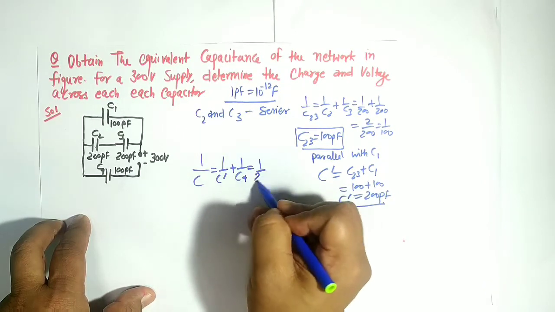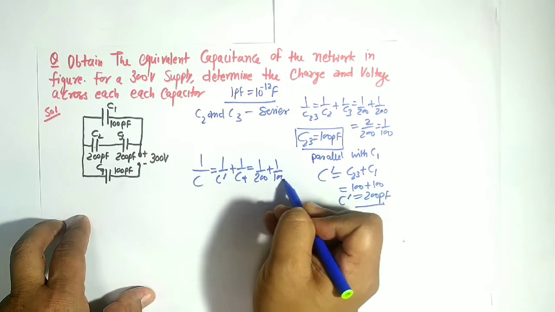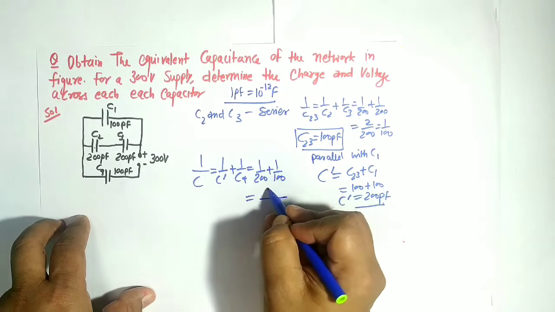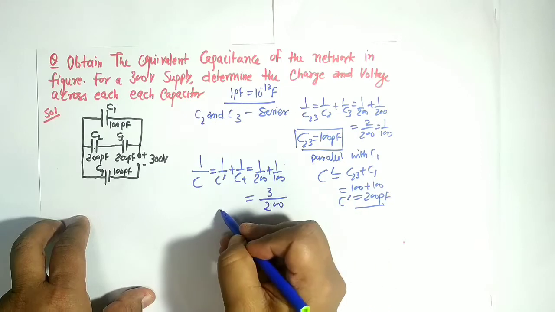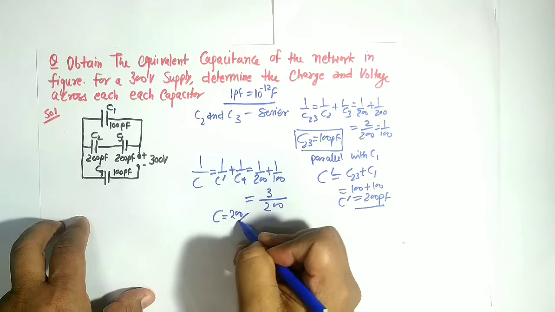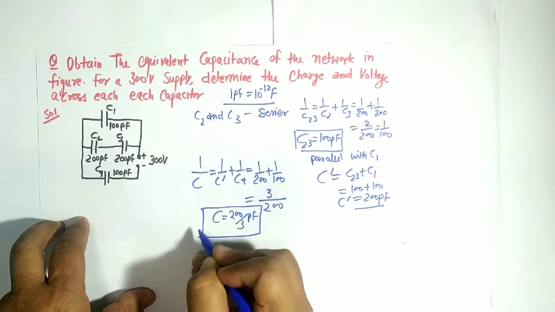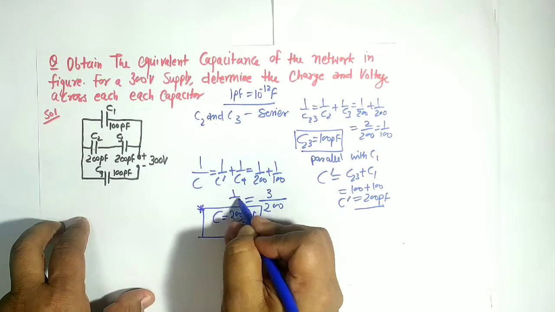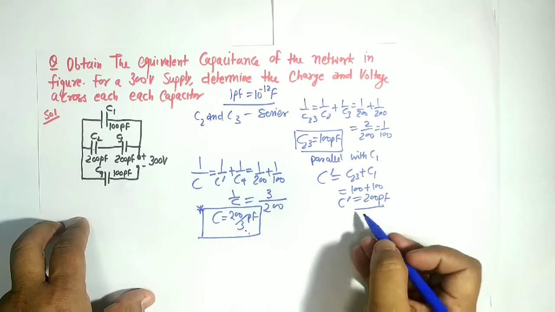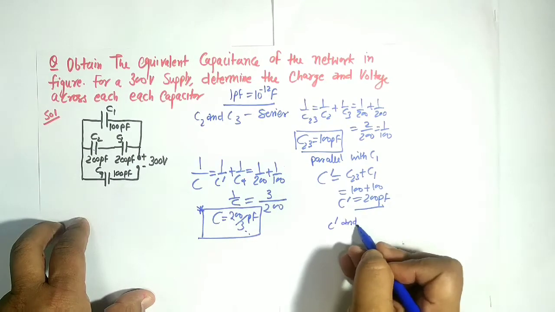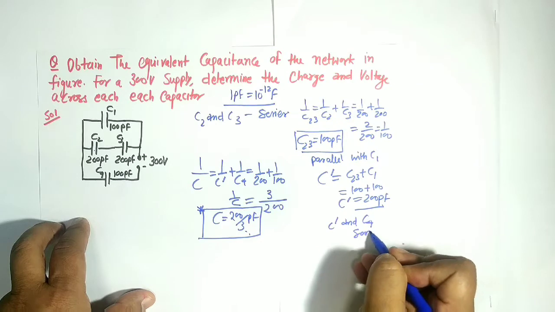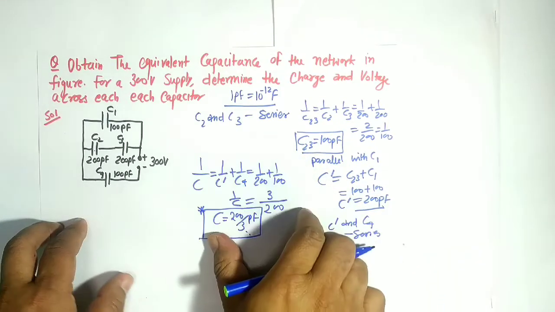So 1 upon 200 plus 1 upon 100. You solve it, it becomes 3 by 200, and reciprocated to 200 by 3 picofarad, which is the equivalent capacitance. Got it or not? Why? Because C dash and C4 are in series. So this is the net capacitance.